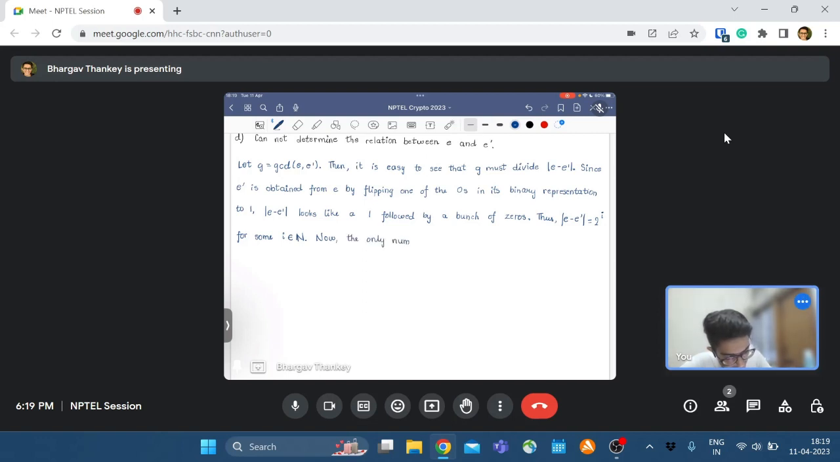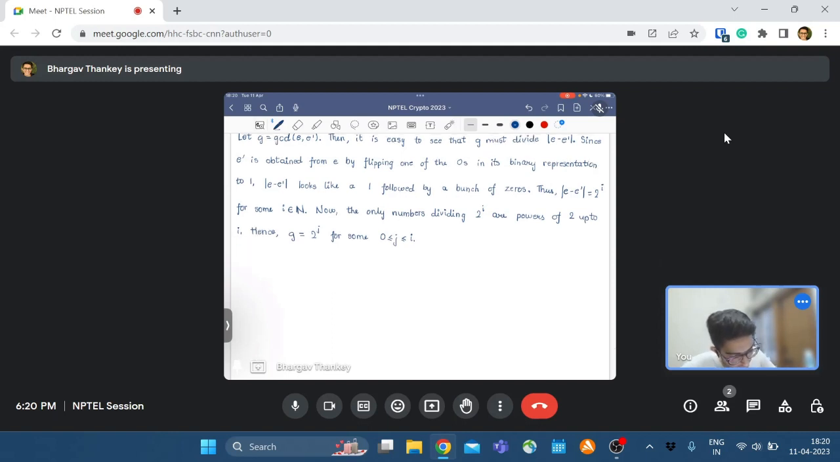Now, the only numbers dividing 2 to the I are powers of 2 up to 2 to the I. Hence, G is equal to 2 to the J for some J with 0 less than or equal to J less than or equal to I. As G is the GCD of E and E prime, G also divides E.